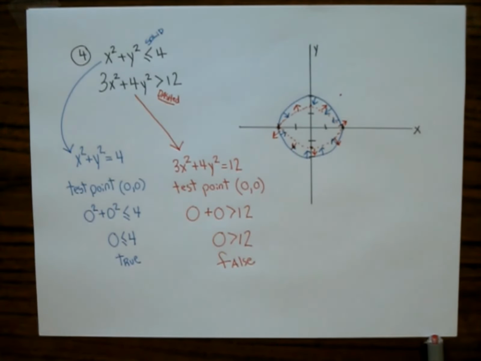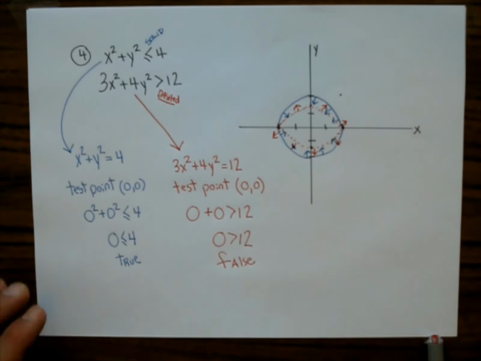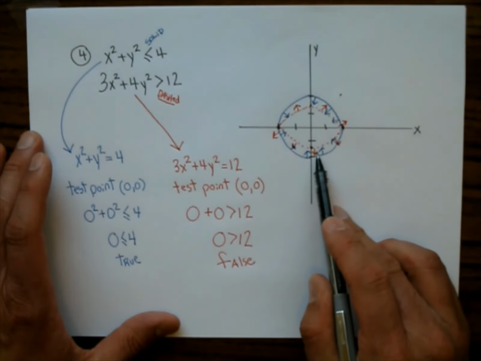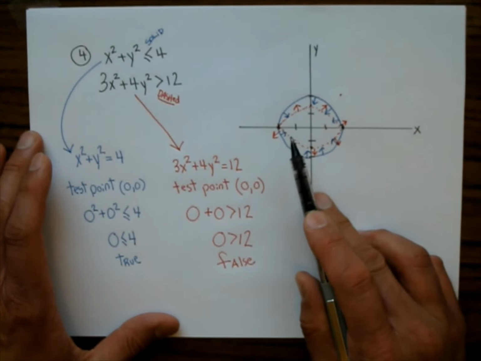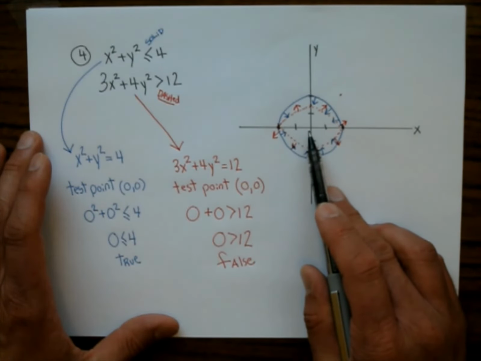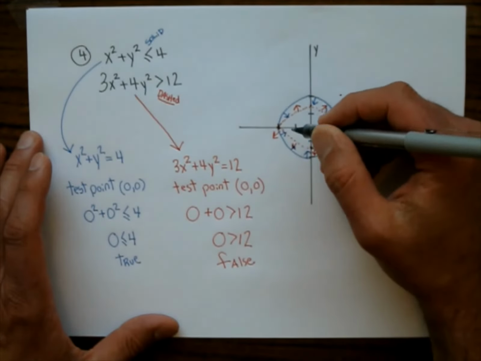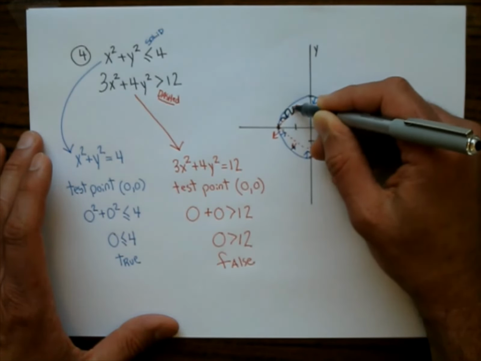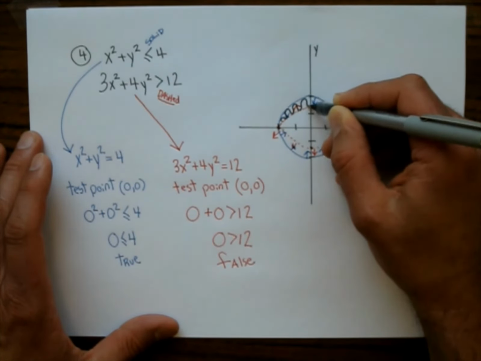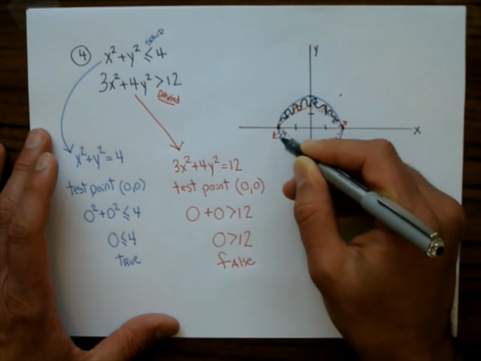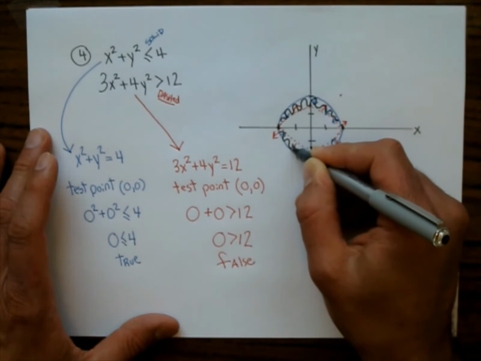Okay, so this does look a little confusing, but let's go with this. In this picture, I'm shading inside the circle, but outside the ellipse. So where am I really shading? I'm shading on this part right here. And I'm also shading somewhere else. I'm shading this part right there.